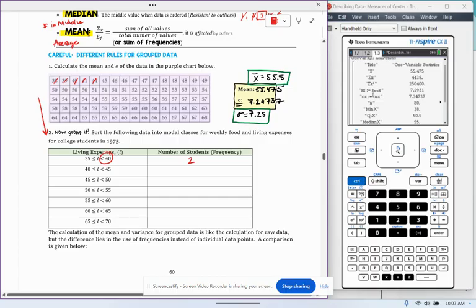You can go ahead and pause the video and do this yourself. Just be careful of the upper and lower bounds. You are including it here, you are not including it here, you are including it here, you are not including it here. Pause the video, do it yourself, and meet me back in a second.